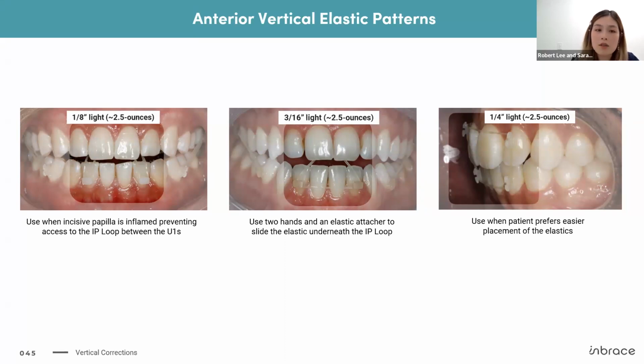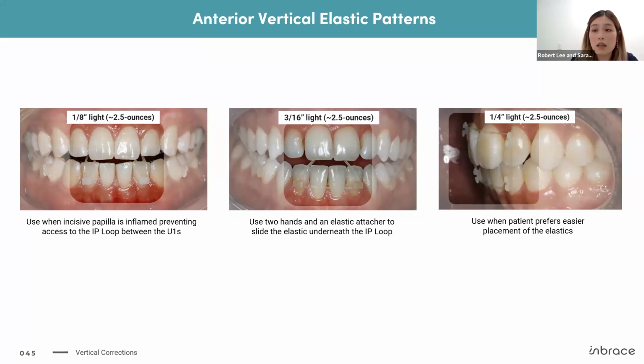Sometimes though, we do find that the patients, if they have an inflamed incisive papilla, it's not quite possible to hook it around that IP loop between the upper ones. In that case, we may decide to use 2 elastics and run them from the IP loop between the upper right 1-2 to the lower right 2, and the upper left 1-2 IP loop to the lower left 2. So in that case, we would use a 1/8 inch 2.5 ounce elastic. For the one in the middle, we generally will use a 3/16 inch, around 2.5 ounce elastic.